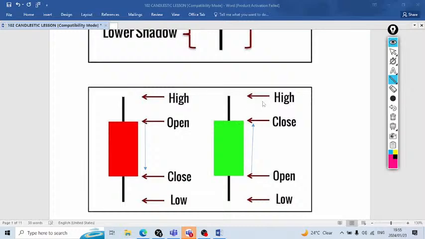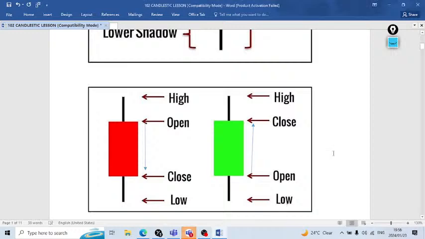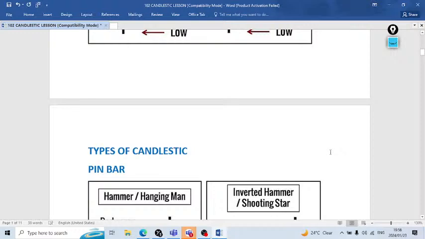So we now know the candle has a high, a close, an open, and a low. Those are the four important parts of a candle that we need to know. Okay, let's quickly look at the different types of candlesticks that we have.